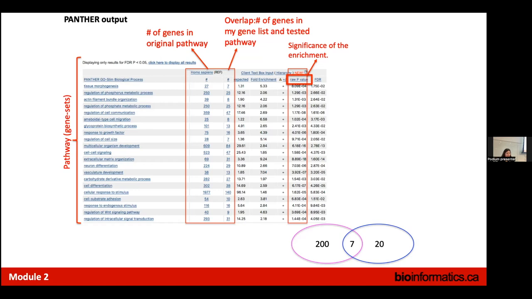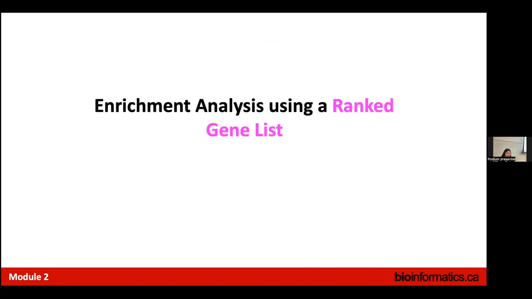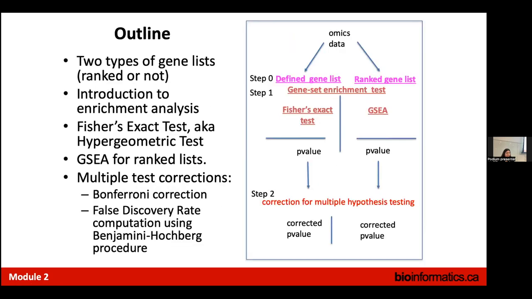So now we are finished explaining the enrichment analysis using a defined gene list. But at the beginning, I told you that there are two protocols, one for the defined gene list and one for the ranked gene list. And we also said that whenever you can have a ranked gene list, it's recommended to use the ranked gene list protocol. The main step for the ranked gene list is to first generate a ranked list. We are going to see how to do it. And then the tool that we are using is GSEA, which uses a rank sum test.